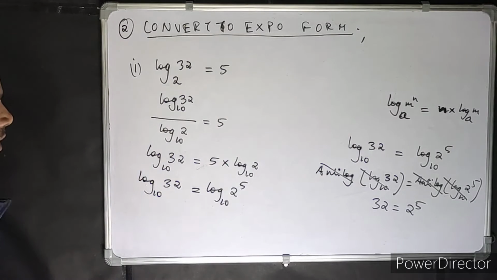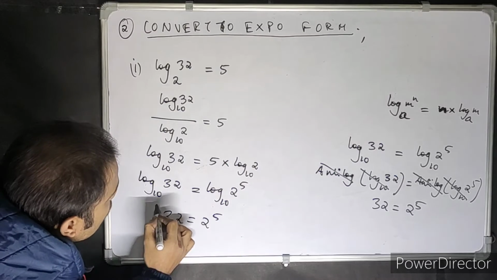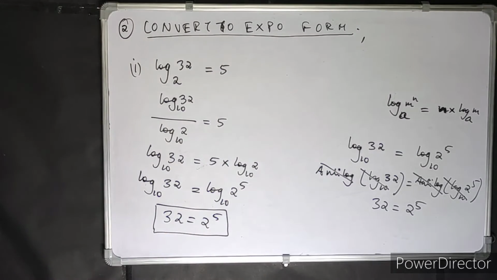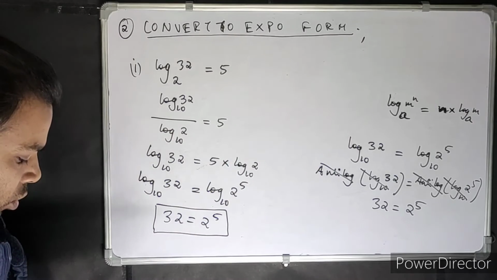You will not show anything. All you will write is 32 is equal to 2 to the power 5. There you go, that's in exponent form. You will not cancel it. You will not show anything. You just write 32 is equal to 2 to the power 5.